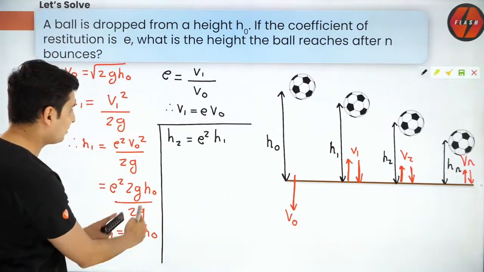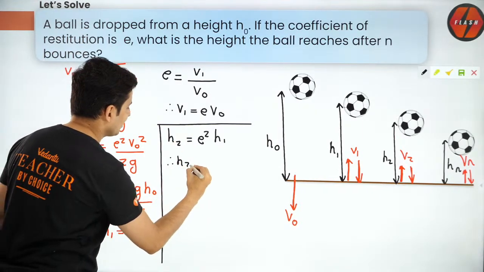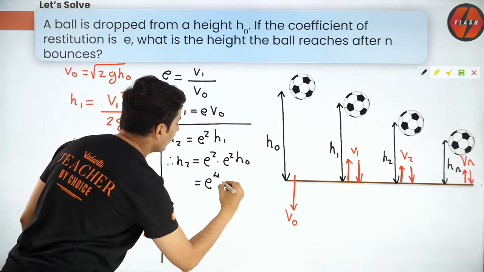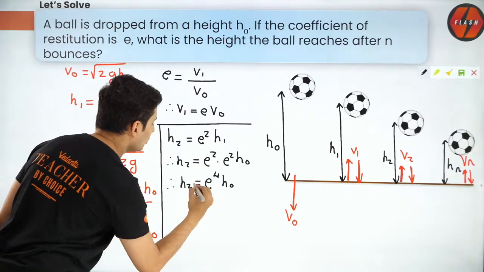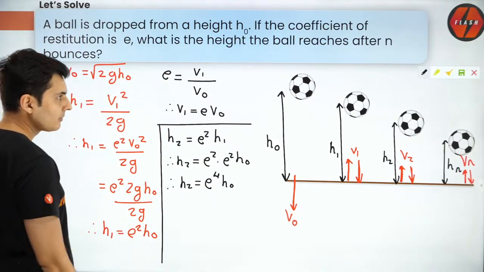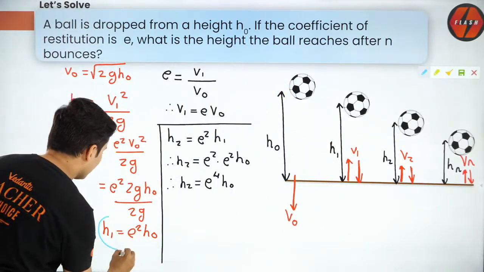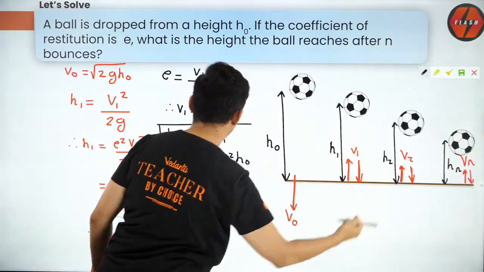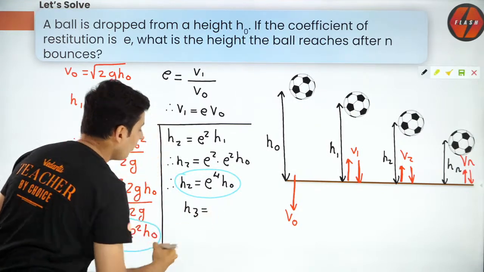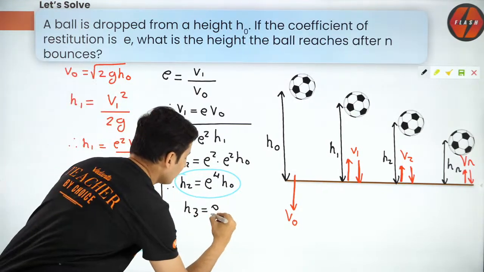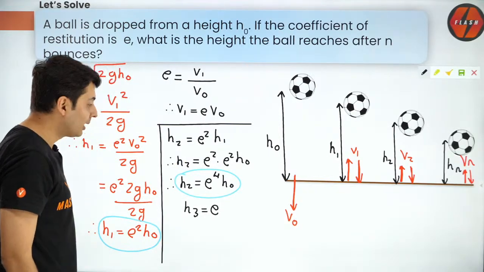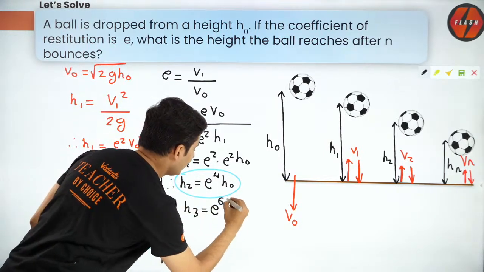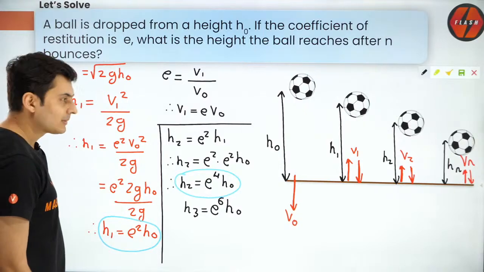So hence, just substitute the value of h1. What will you get? h2 will be equal to E square times E square h naught, which will make it E raised to 4 h naught. That's h2. Now observe the trend. This is h1. This is h2. Think what will be h3. E raised to what? E raised to 6, E raised to 5, what will it be? Every time the power increases by 2. So it will be E raised to 6 h naught.